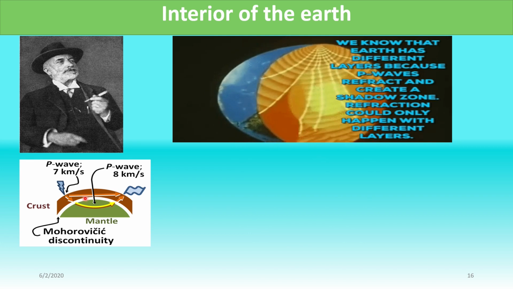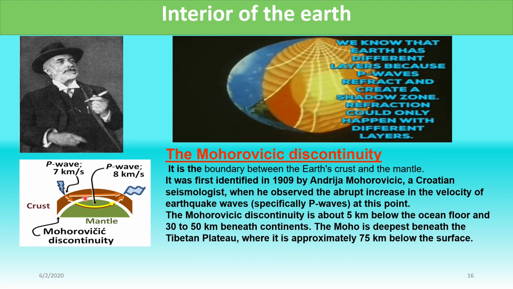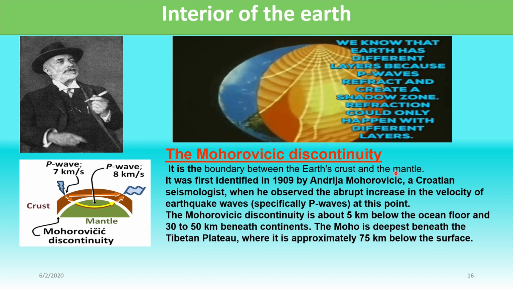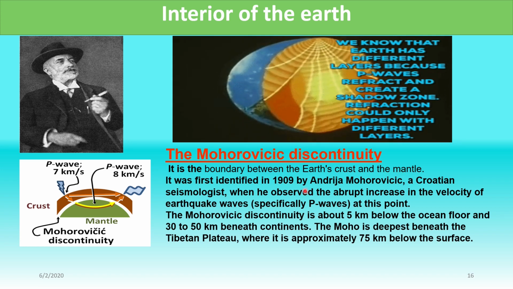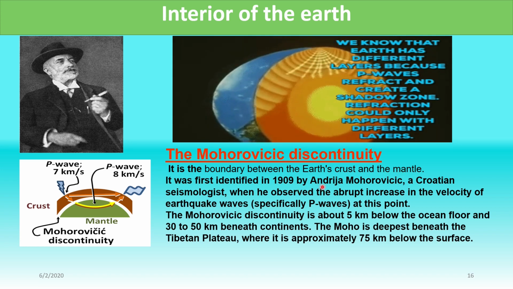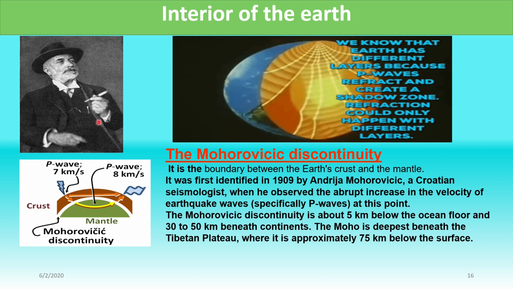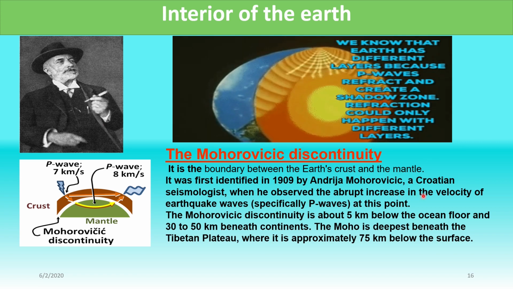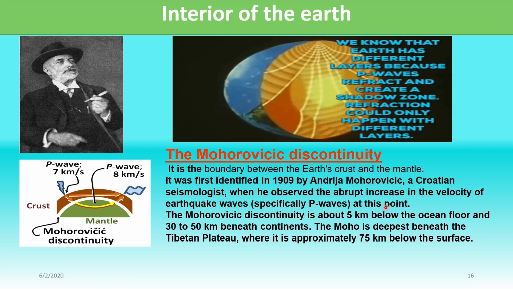Interior of the earth. Mohorovičić discontinuity. It is the boundary between the earth's crust and the mantle. It was first identified in 1909 by Andrija Mohorovičić, a Croatian seismologist, when he observed the abrupt increase in the velocity of earthquake waves, especially P waves, at this point.